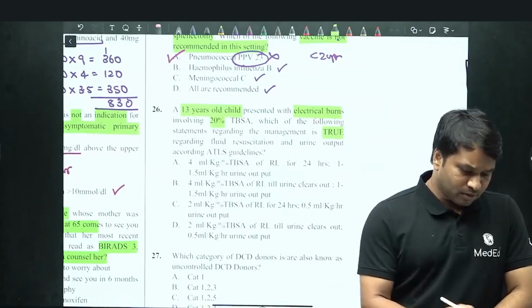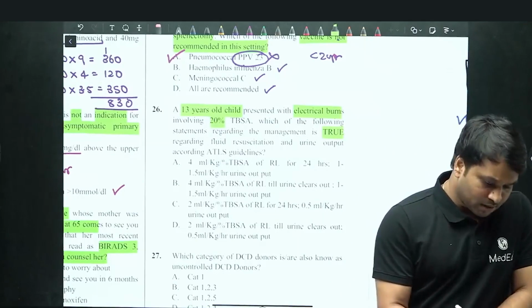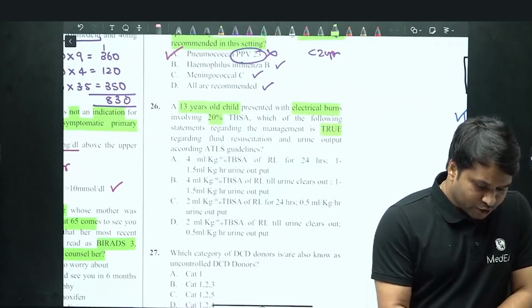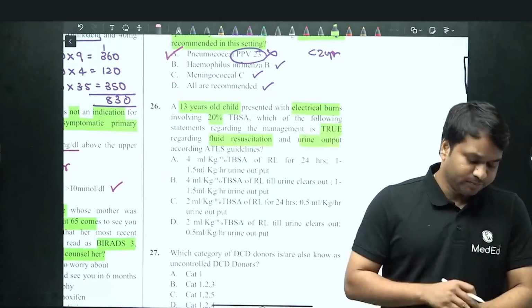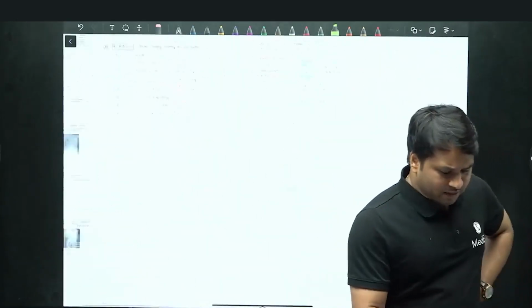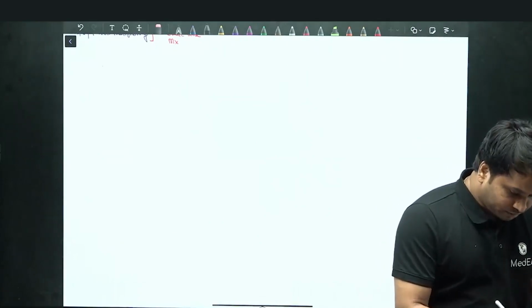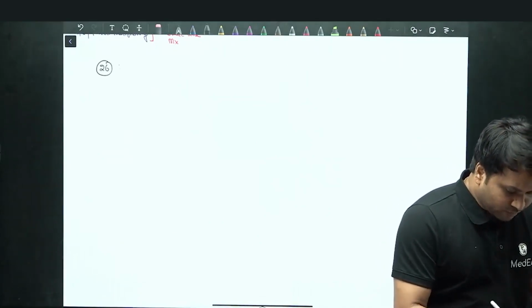Now the management, which of the following is true regarding the following components? Regarding the fluid resuscitation and the urine output. So let's look at question number 26. According to ATLS. We're talking about burn fluid resuscitation.